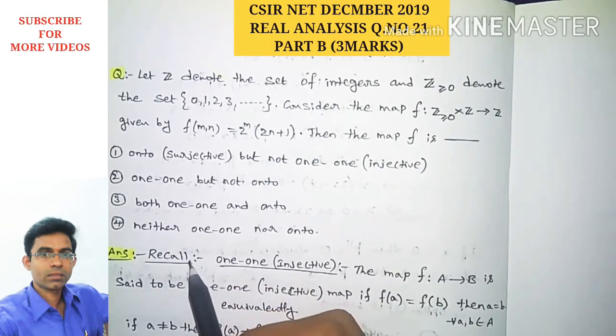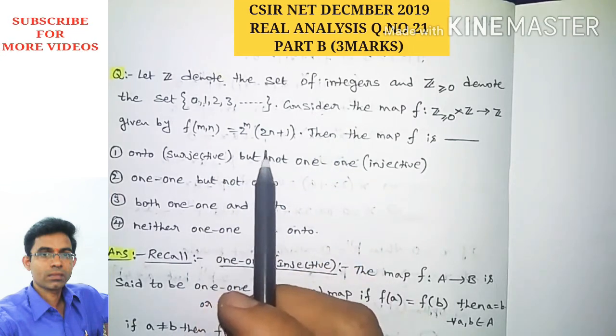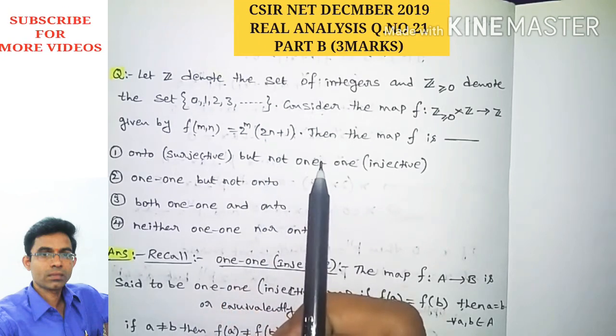Okay, so here the question is about the mapping being 1-1 and onto. So this is a basic fundamental question in real analysis.